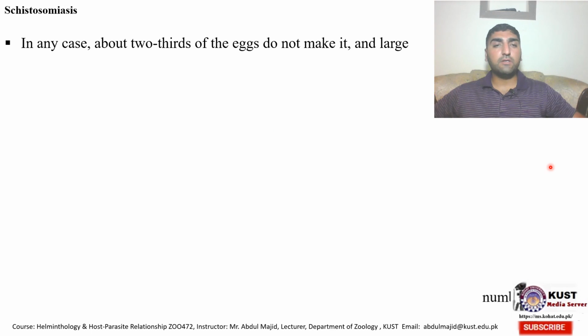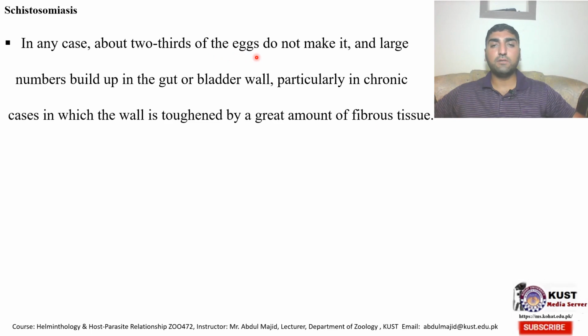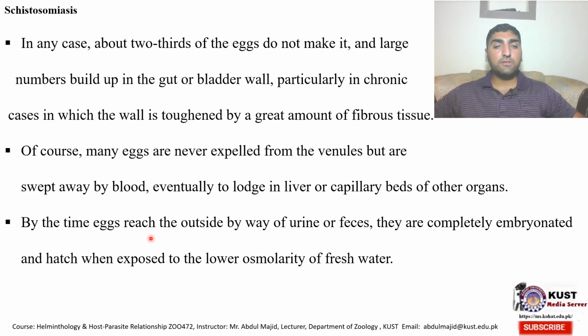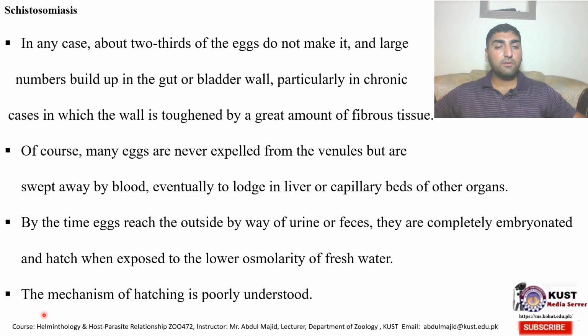In any case, about two-thirds of the eggs do not make it, and large numbers build up in the gut or bladder wall, particularly in chronic cases in which the wall is toughened by a great amount of fibrous tissue. Many eggs are never expelled from the venules but are swept away by the blood, eventually to lodge in the liver or capillary beds of other organs. By the time eggs reach the outside by way of urine or feces, they are completely embryonated and hatch when exposed to the lower osmolarity of fresh water. The mechanism of hatching is poorly understood.